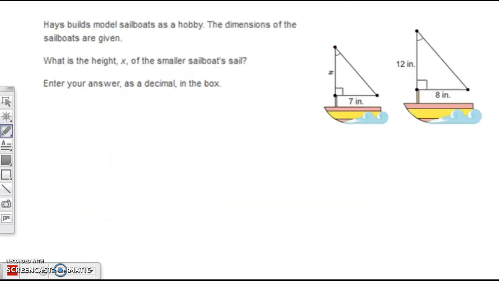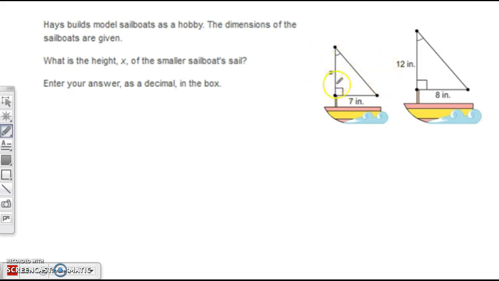All right, Hayes builds model sailboats as a hobby. The dimensions of the sailboats are given. What is the height x of the smaller sailboat's sail? Enter your answer as a decimal in the box.